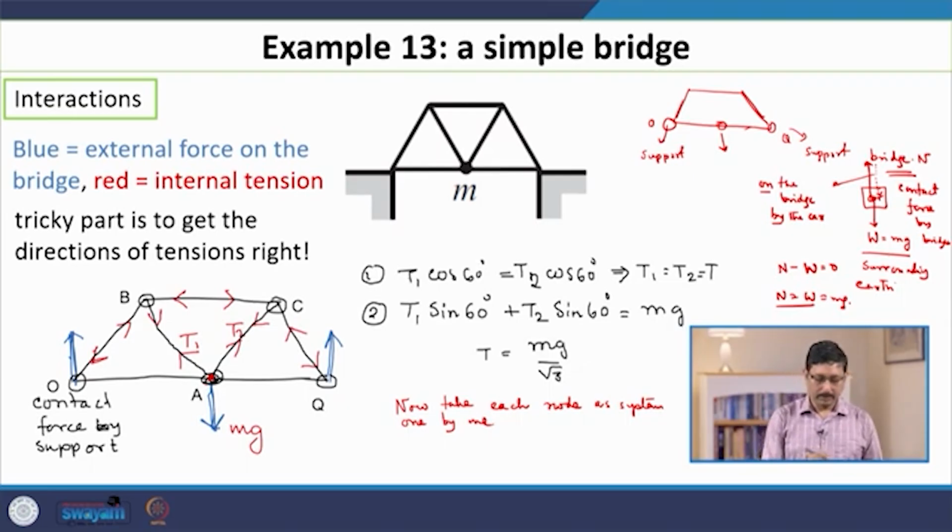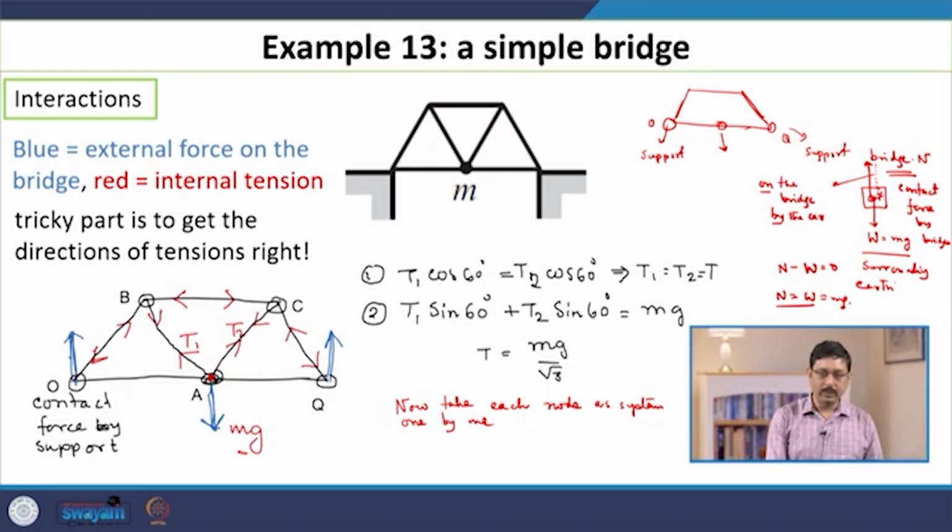Now, in this particular case, let us take A, the node A on which the car is standing, as our system. Then there are 3 forces acting at this node. One force is evidently the force on the bridge, on the support by the car, which we have just found. This is equal to mg and it is directed downwards. The second force is the tension along the beams.